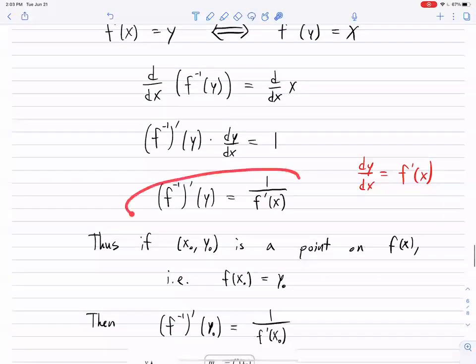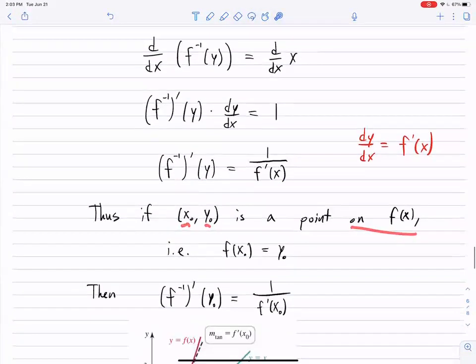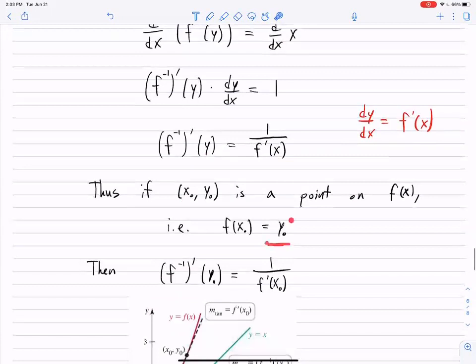And so how do we use this? Well, you can plug in a value for x and plug in a value for y. If x naught, y naught is a point on our function, that means if you plug in x naught here, it spits out y. Then you can plug in this y value right here into the derivative of the inverse function, and it'll just be 1 over the derivative evaluated at that x value.